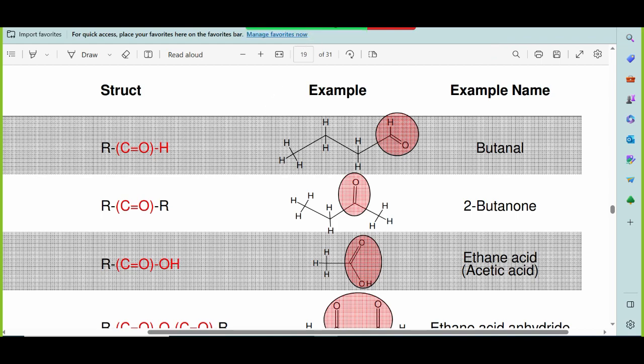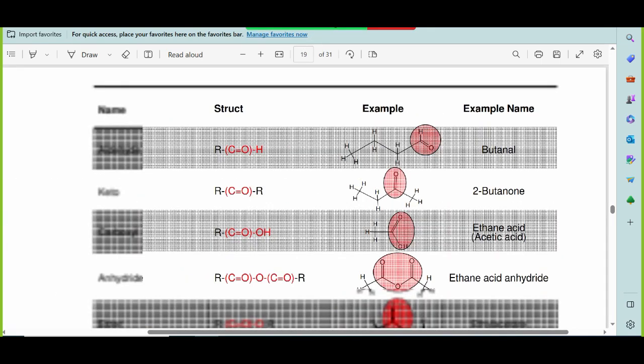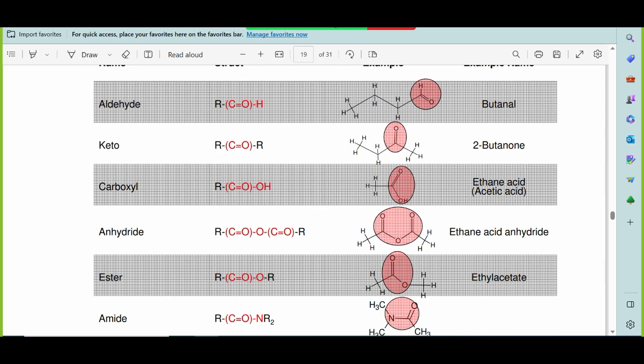Okay, let's continue the functional groups. Now, instead of an H, we have an OH. So we have this functional group, C double bond O, OH, and this is a carboxy group. At the end, of course, it's a side group at the end of the chain, and it's called, in this case, acetic acid. It's a weak acid. C double bond OH. Here we had C double bond H.